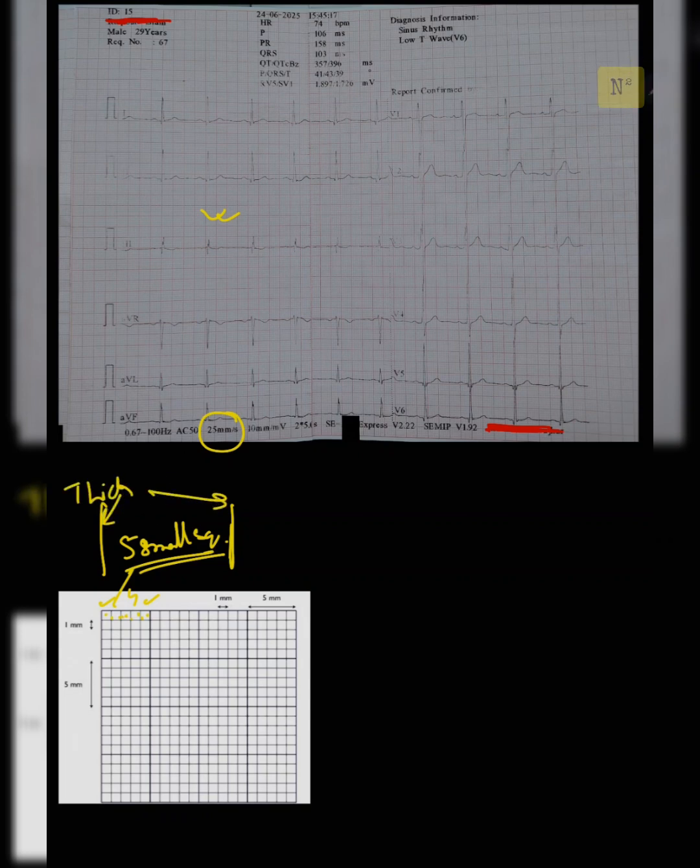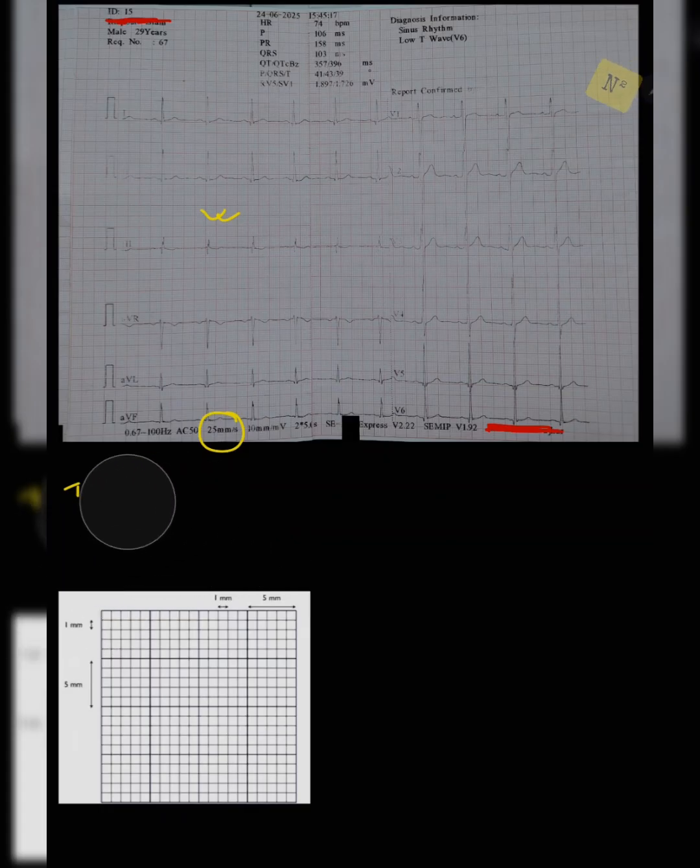If you do a calculation with the help of a normal ruler, you will find that the length of one small square, or the distance between two thin lines, is 1 millimeter. So the distance between two thick lines will obviously be 5 millimeter, since there are 5 small squares between two thick lines.